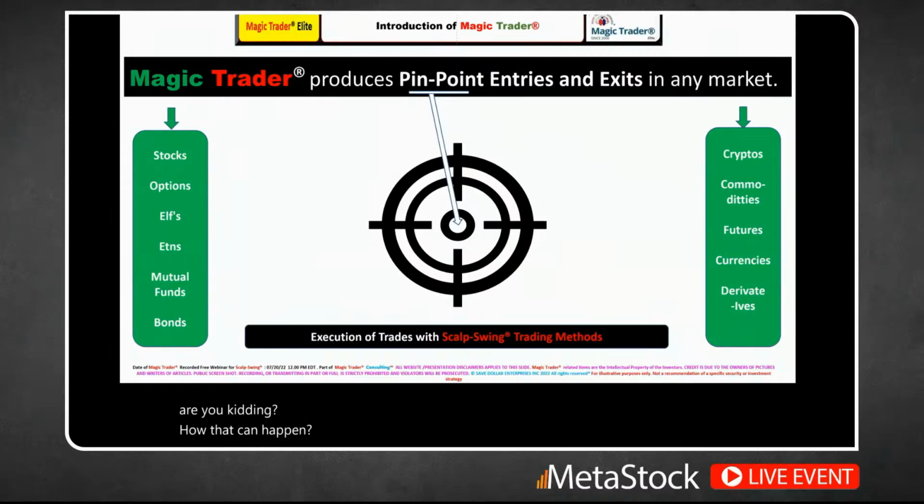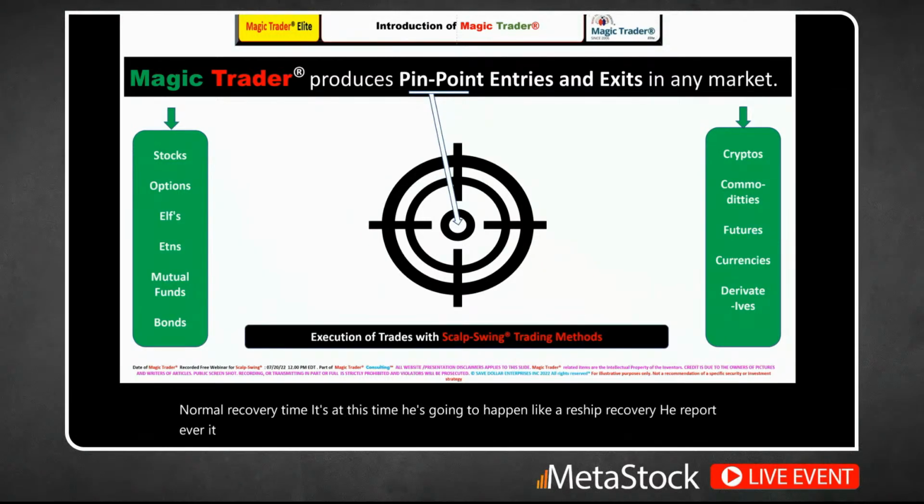Normal recovery time. I said this time it's going to be a V-shaped recovery, before it ever happened, right? How did that happen? All this is Magic Trader. I'm not the guy; the Magic Trader tells me what levels it's going to go to. We have that technology, not today. Since the Asian crisis was the first experiment.